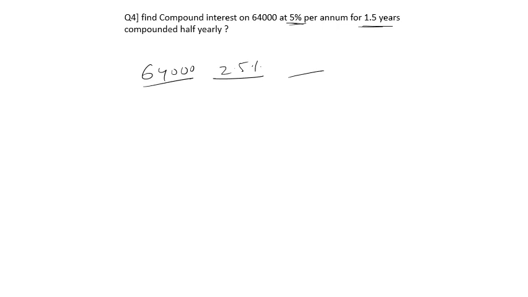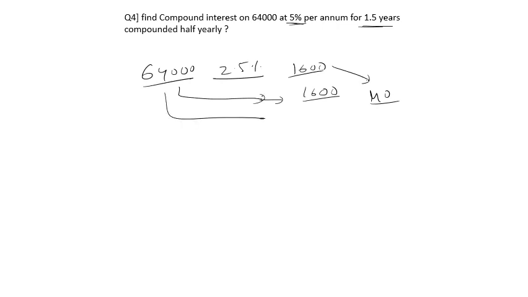So first time will be 2.5% of 64,000. 10% of 64,000 is how much? 6,400. 5% will be how much? 3,200. So 2.5% will be how much? 1,600. Right? This is the way you will be calculating percentage. Now again, for the next half period it will be 1,600, and 2.5% of 1,600 is 40.